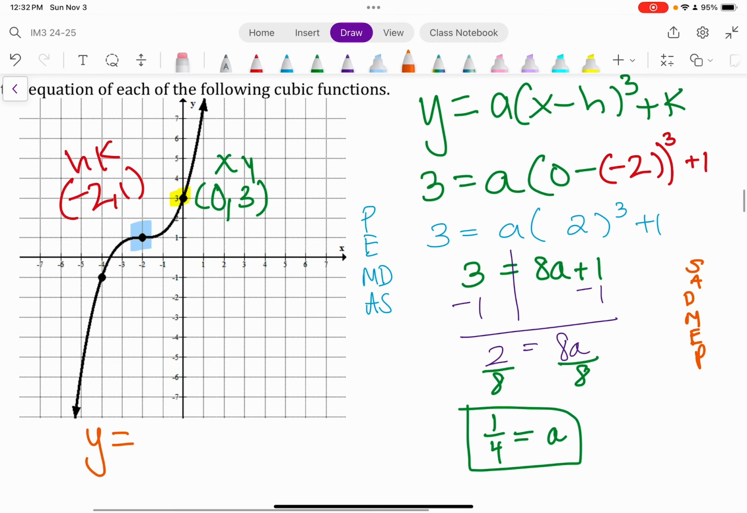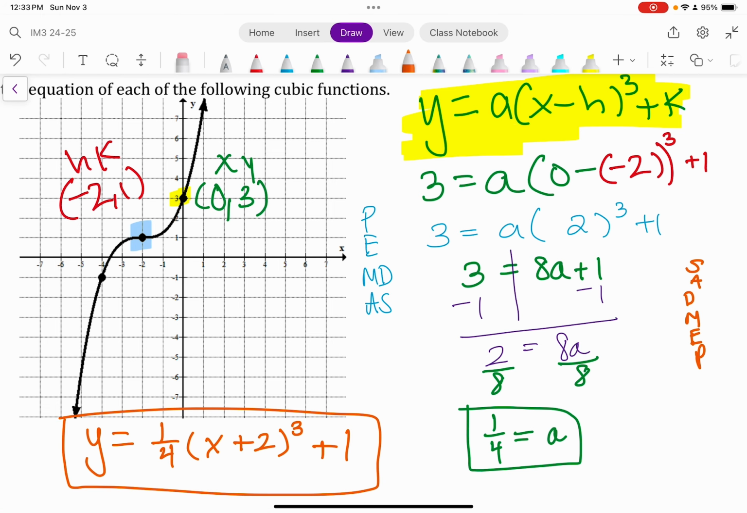rewrite the original equation that you started with, which I'm now highlighting in yellow. But we're going to replace h, k, and also your newly found value of a. So we'll begin by writing y equals 1/4 x. Now we have x minus -2. Since we have a double negative, we need to replace that with a plus sign. So (x plus 2) to the third power plus 1. So here in orange, underneath the graph, we can see this would be the final equation.